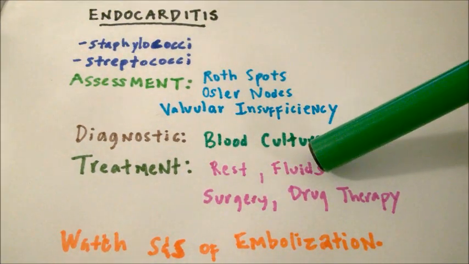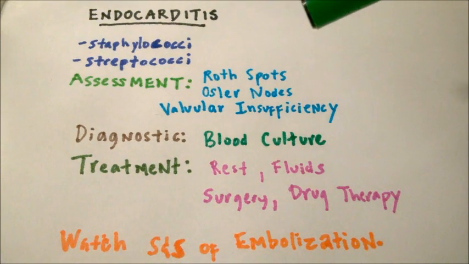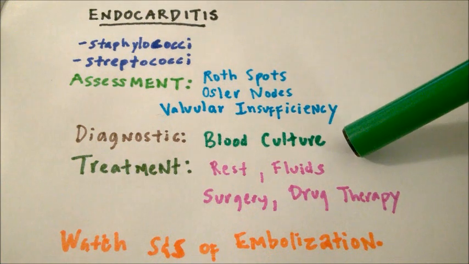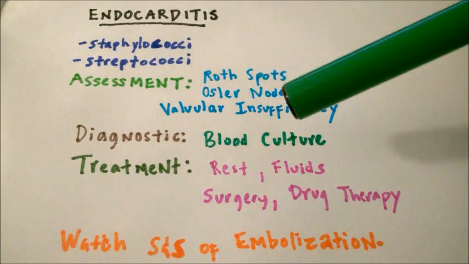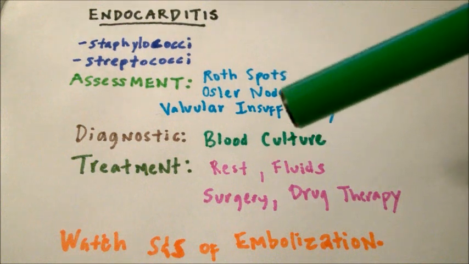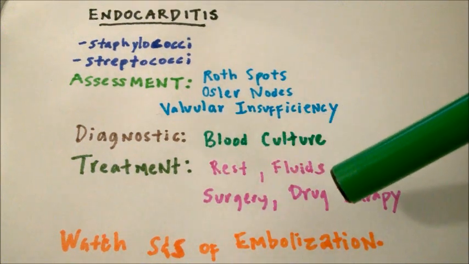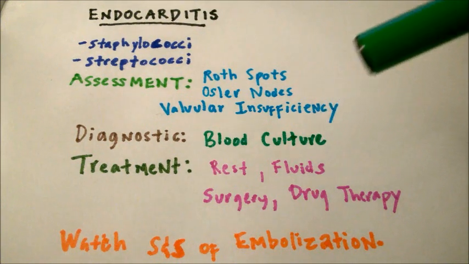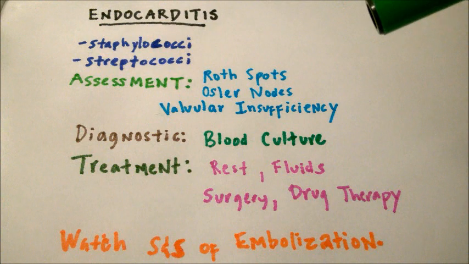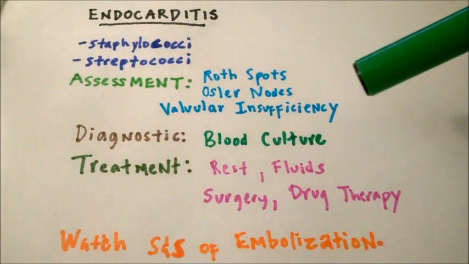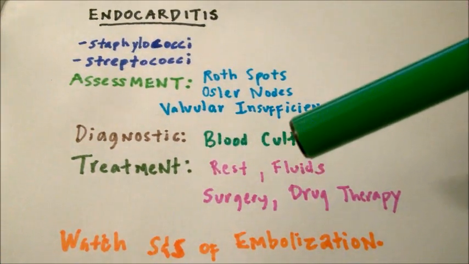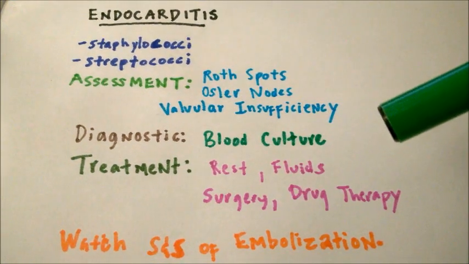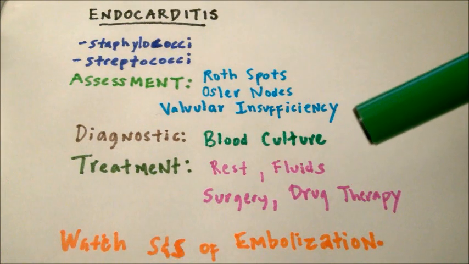Now, in regards to treatment, bed rest is important. Also, sufficient fluid intake, and in severe cases of valvular damage, we do need surgery in order to replace the defective valve. Now, with drug therapy, we can give our patient antibiotics, which would depend on the infective organism. We can also give an antipyretic, such as aspirin, and an anticoagulant. Usually, with a patient with endocarditis, the main anticoagulant that is used is heparin.